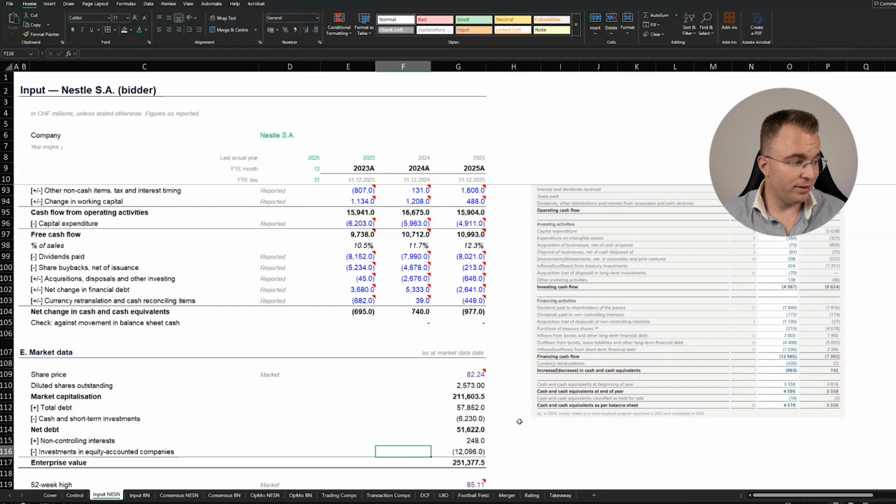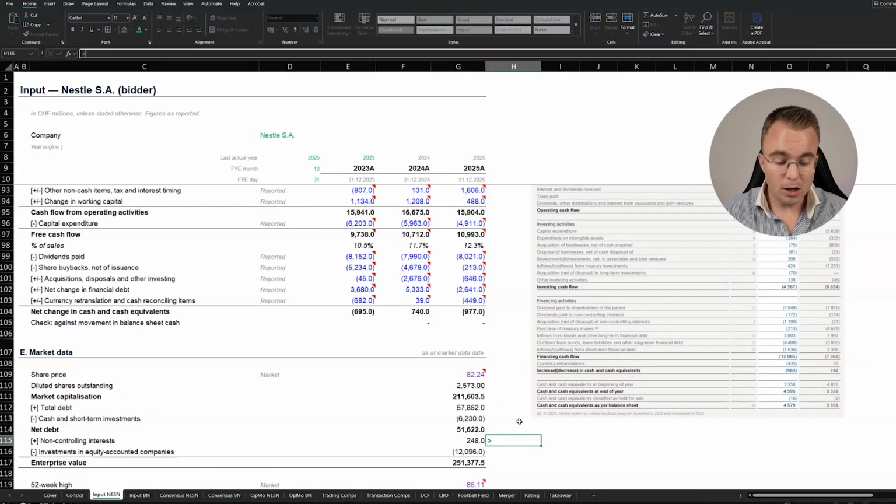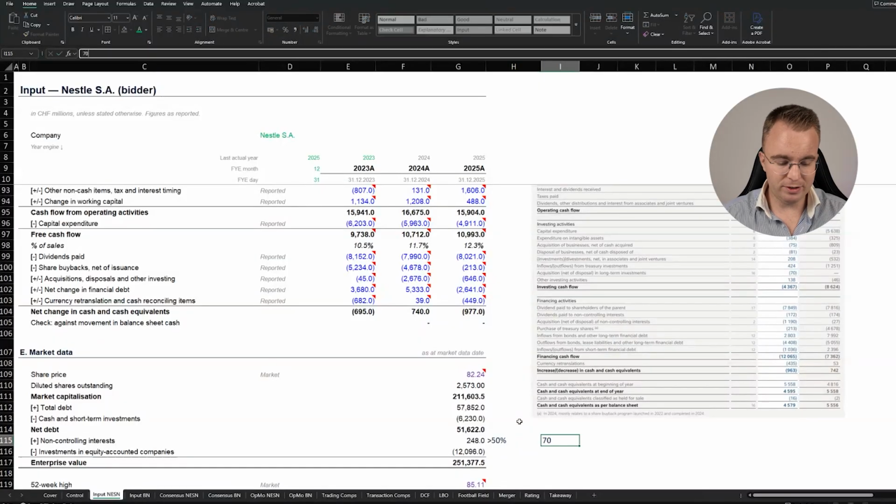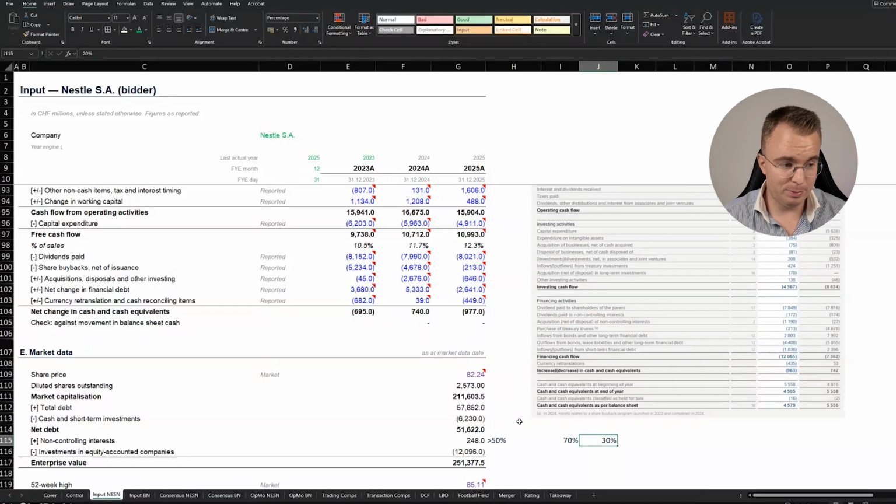Why do we subtract investments in equity accounted companies and add non-controlling interest? Non-controlling interest means we own over 50% of a company and less than 100%, meaning that we do fully consolidate the company, but there is still a so-called minority interest. Let's say we own 70%, that means the minority interest is the remaining 30%.